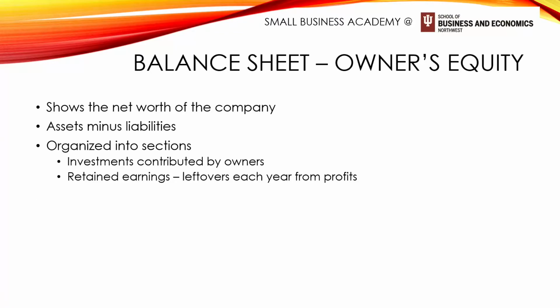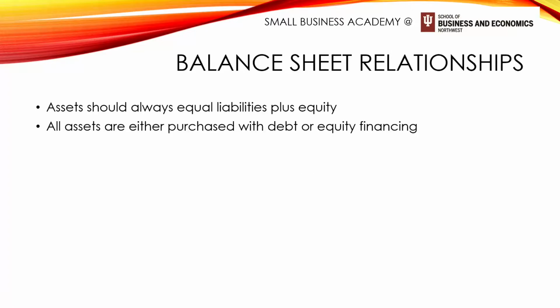The equity shows the net worth of the company. This is your assets minus liabilities. The equity section is organized into different sections. They are investments contributed by owners and retained earnings, or the leftovers each year from your profits. Assets should always equal liabilities plus equity. Remember that all assets are purchased with either debt or equity financing. Please see the Risk, Assumptions, and Financing video for additional information on financing.